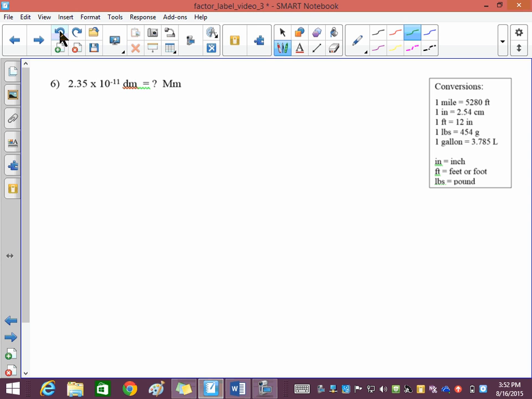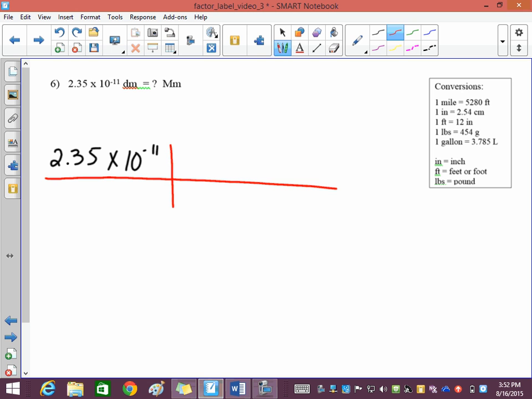So start with what you know. So 2.35 times 10 to the negative 11. However you're going to type that in on your calculator, it's fine, just as long as you're doing it legally. And since this is going from deci to mega, that's a one-stepper, guys. Whoop, I didn't put my unit in, sorry. So let's put the unit in.